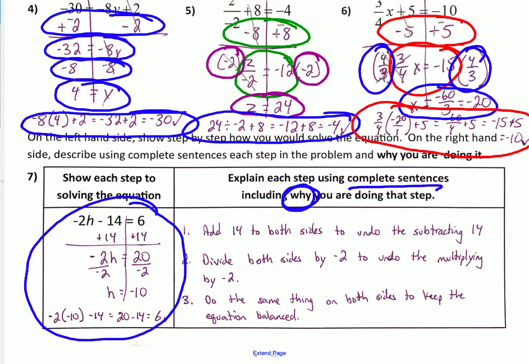So don't just say, add 14. Well, why did you add 14? Well, I needed to undo the subtracting 14. Why did you divide both sides by negative 2? Well, it's because I was undoing the multiplying by negative 2.